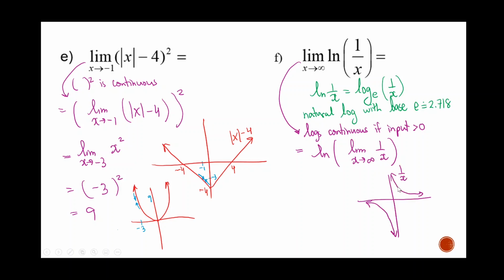So here's the graph we're interested in. As x goes to infinity, we're going to be approaching 0 here because there is a horizontal asymptote. So it's going to be approaching 0 from the top. So we're going to write down 0 with a little plus sign to indicate that.